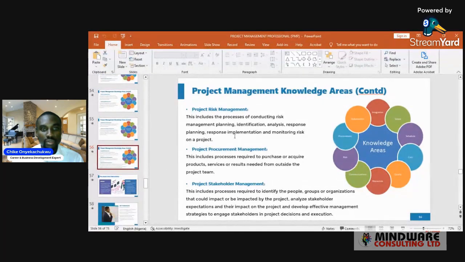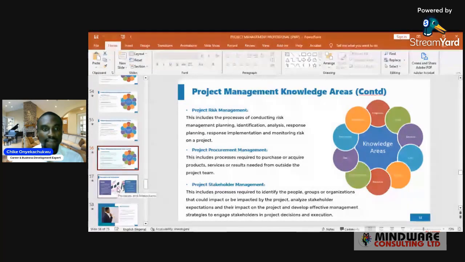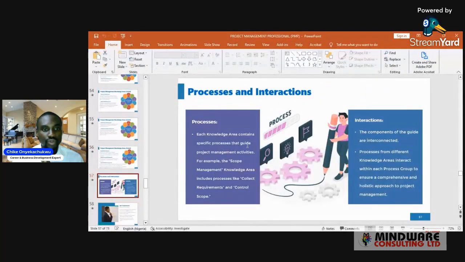Okay. So those are the knowledge areas we have in project management, about 10 of them. So you need to study them very, very carefully and see how they apply to your project. Right? Remember, we have 5 process groups and 10 knowledge areas. These are very, very important for you to know as a project manager. So next, let's look at processes and interaction.